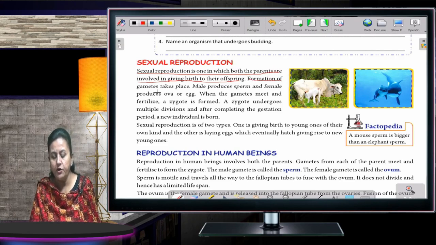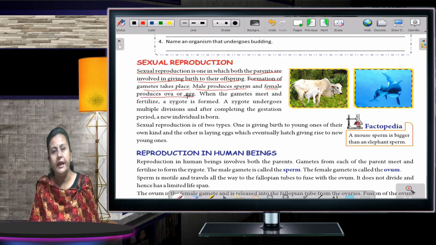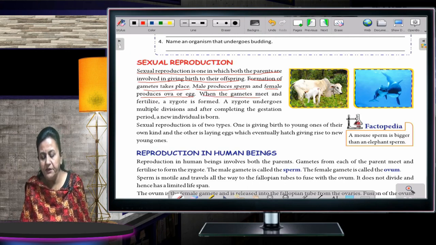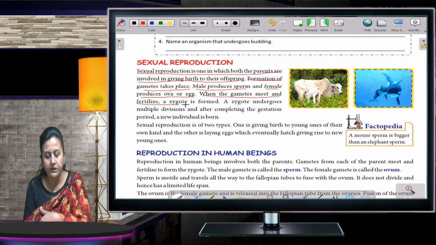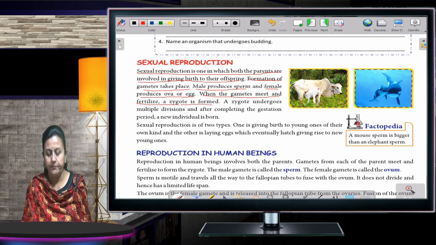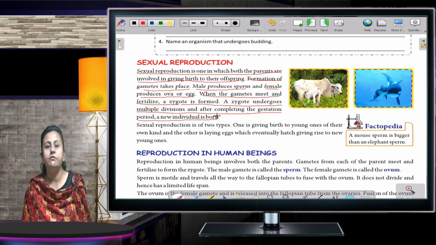So, formation of gametes takes place. Male produces sperm and female produces an ovum or egg. When the gametes meet and fertilize, a zygote is formed. The zygote undergoes multiple divisions, and after completing the gestation period, a new individual is born.